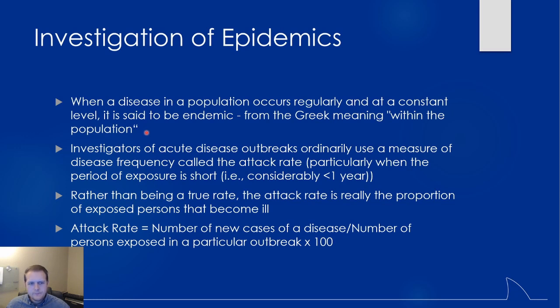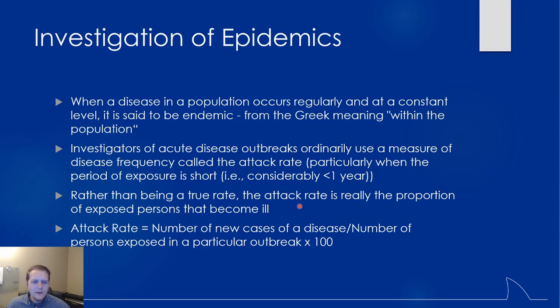And so when you're looking at these acute outbreaks, you have to measure the disease frequency. We're calling that the attack rate, especially when we're looking at exposure over a short period of time. And so we can look to see how even endemic things normally occur, and compare this attack rate of current times to see what's going on there. And again, rather than being a true rate, as we talked about before, this attack rate is the proportion of people that might have been exposed to an illness and actually become ill themselves, right?